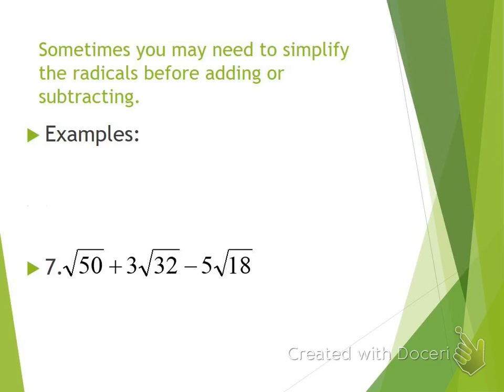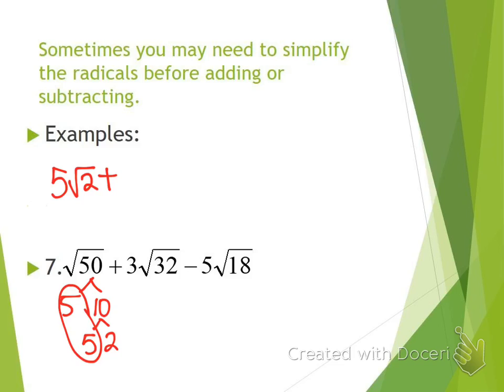All right, we have to break down 50. What are we going to break it into? 5 and 10. Okay, 5 and 10. 10 breaks into 5 and 2. 5 and 2. What do we have a pair of? 5. What's alone? 2. Okay, so this becomes 5 root 2. I'm going to write it above this time since I'm running out of room below. Next, put our plus sign and move on to the square root of 32.